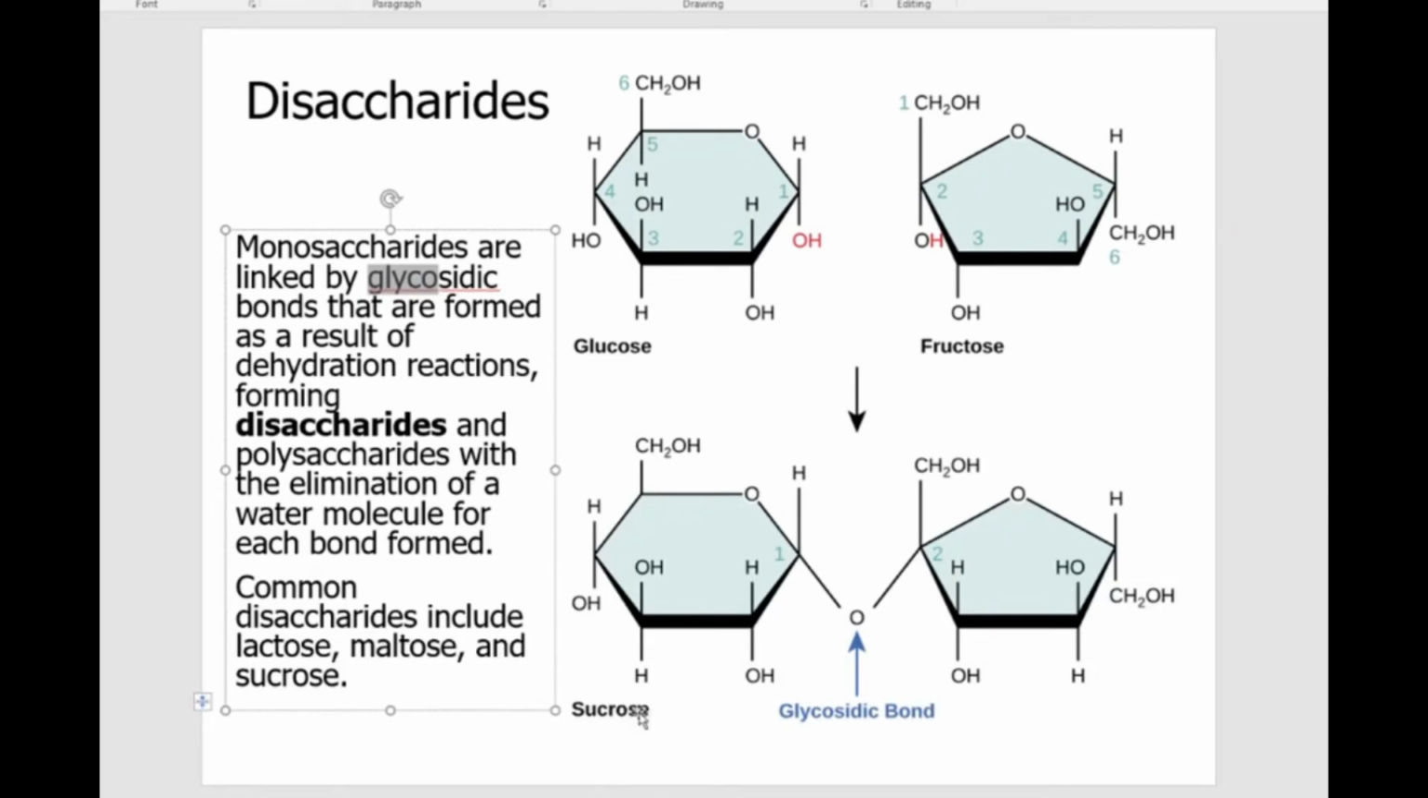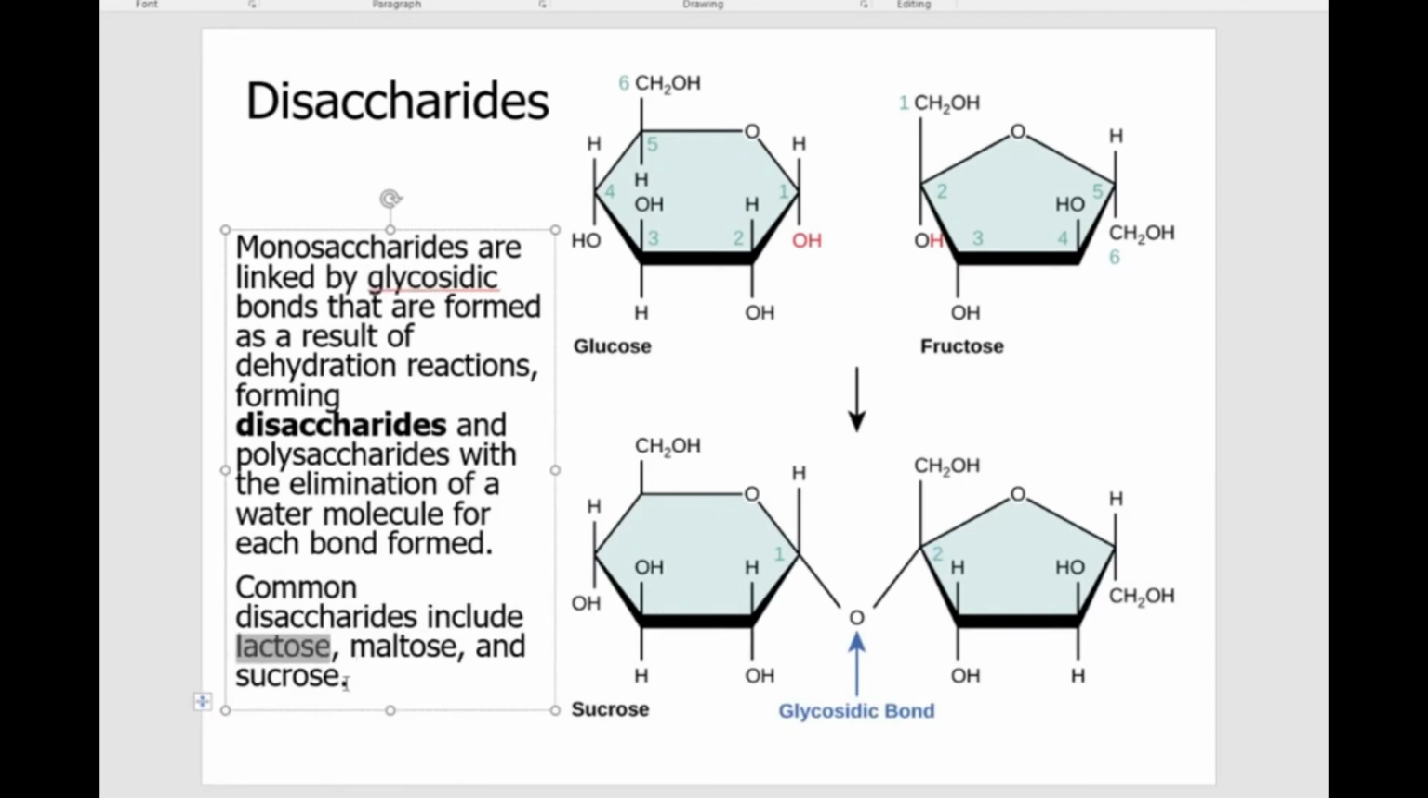The most common one that we use a lot is called sucrose. Sucrose is actually just your sugar, the sugar that you can buy from the grocery store that you use for baking. So that's sucrose. You can see sucrose consists of 2 monosaccharides, glucose and fructose. Another good example of a disaccharide is here, lactose.